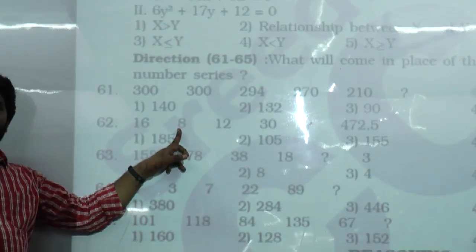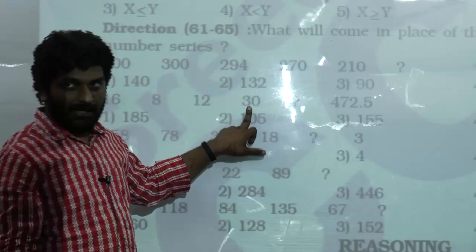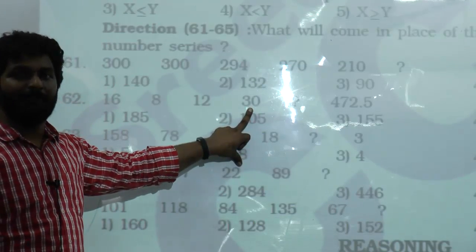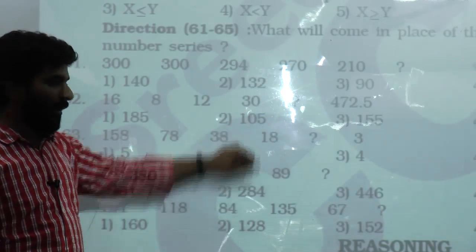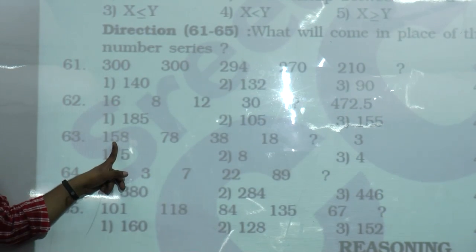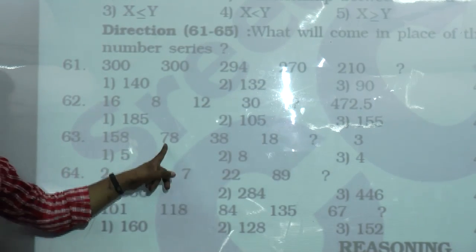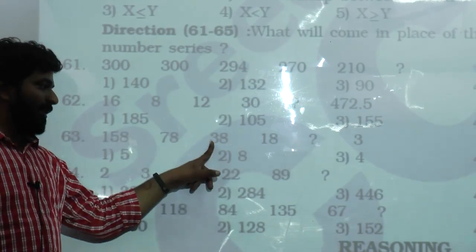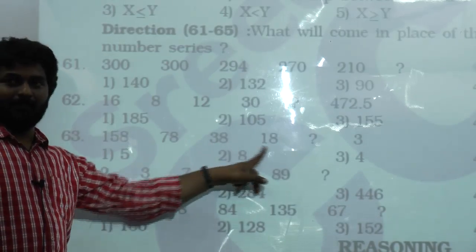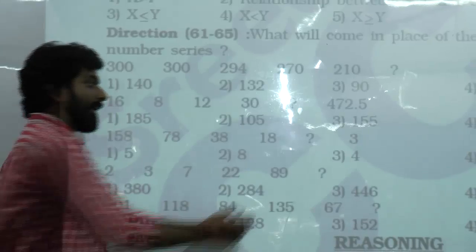Into half, into 1 and half, into 2 and half, into 3 and half. 3 times 90, 30 half, 15. 90 plus 15, 105. Divided by 2 minus 1: half minus 1, half minus 1, half minus 1. Half of 9, minus 1, 8.